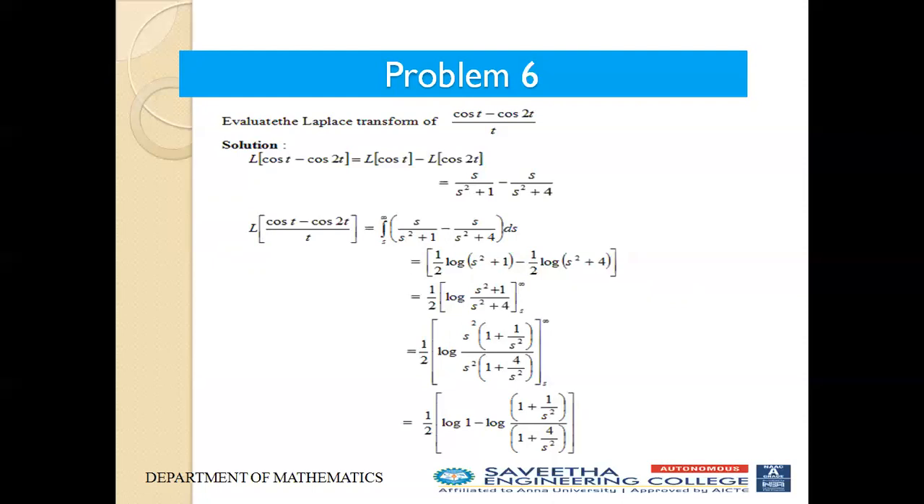Again, with the logarithm, we cannot apply the limit directly. We are going to use the logarithmic result, log a minus log b is equal to log of a by b, in the interval s to infinity. Now we are going to take s square as common and then cancel. So I will get log of (1 plus 1 by s square) divided by (1 plus 4 by s square). If I apply the upper limit, I will get log 1 minus log of (1 plus 1 by s square) divided by (1 plus 4 by s square).